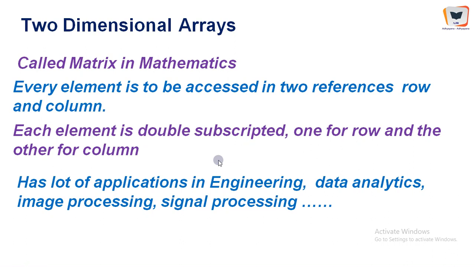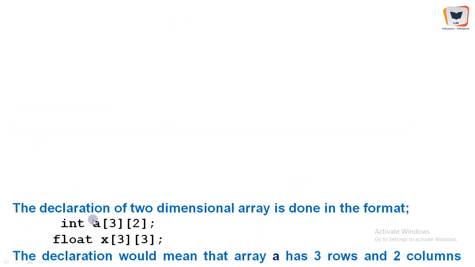A matrix or a two-dimensional array has a lot of applications in engineering, data analytics, image processing and signal processing. For example, an image frame of, let us say, 512 by 512 pixels is nothing but a matrix of intensities. The number of intensities is represented in matrix form, and the total number of intensities will be equal to 512 into 512. That means there will be 512 rows and 512 columns.